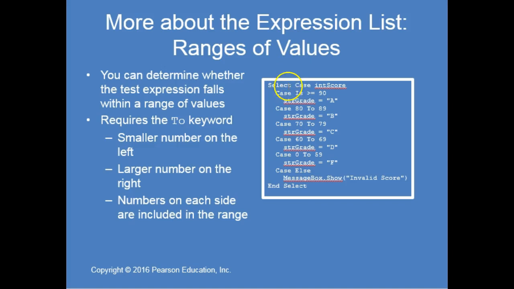And there is additional syntax here you'll see to work with a range of values. So here we've already seen this syntax, is greater than or equal to 90. Right? So if we have an integer score, if it's greater than or equal to 90, string grade will be assigned the value of A. But then in these case labels, you'll actually see a range, 80 to 89, 70 to 79, 60 to 69, and 0 to 59, and they have a case else at the end. So there's a lot of different ways to write a select case statement, so you kind of have to be familiar with that syntax.